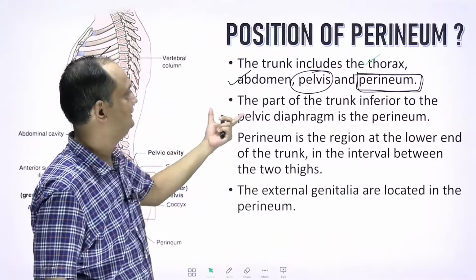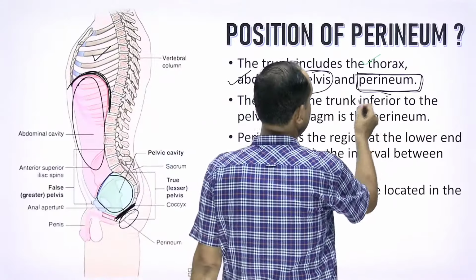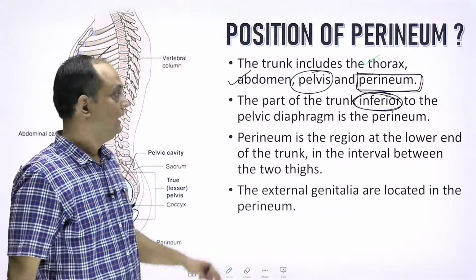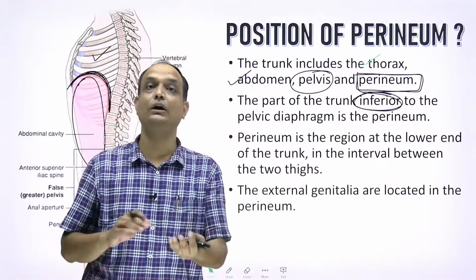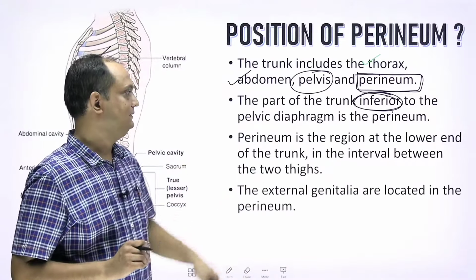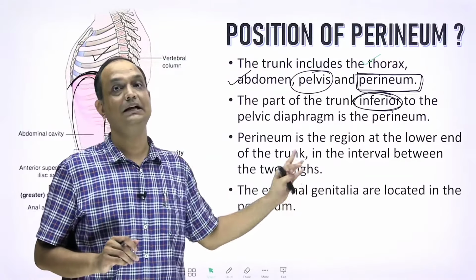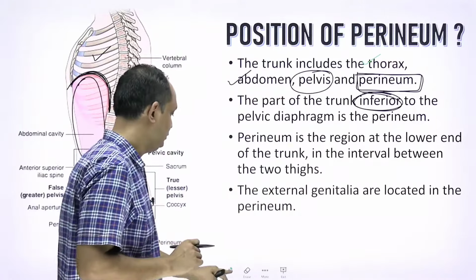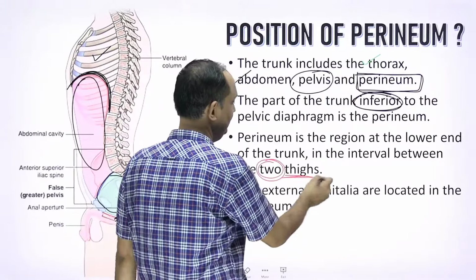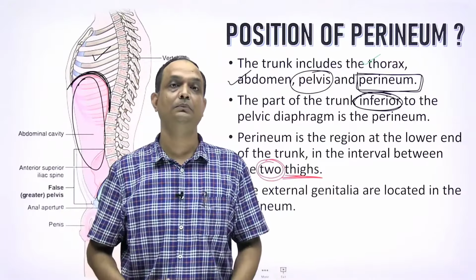Now the second thing is that the part of the trunk which is inferior to the pelvic diaphragm is the perineum. And what is the pelvic diaphragm? The lower limit of your pelvis. The perineum is the region at the lower end of the trunk, and it lies in the interval between the two thighs. Now you have to understand that the perineum is not visible in the anatomical position.